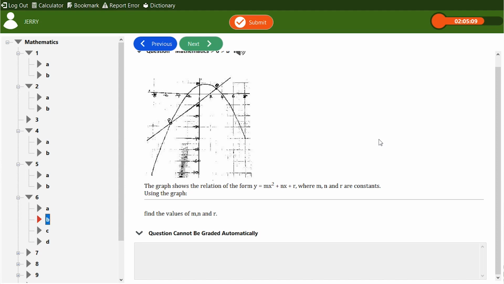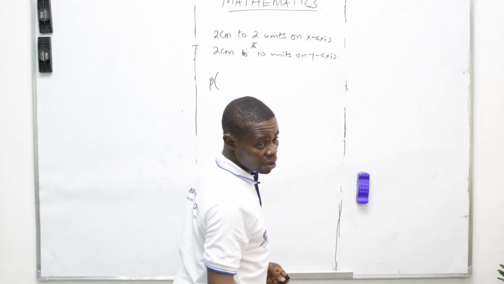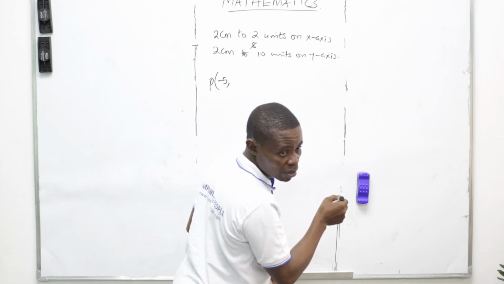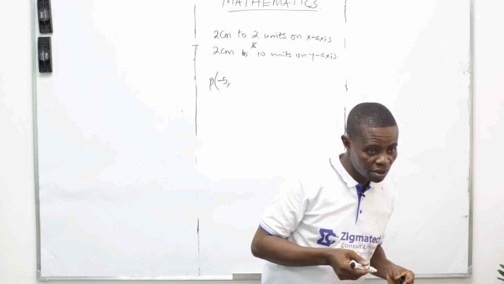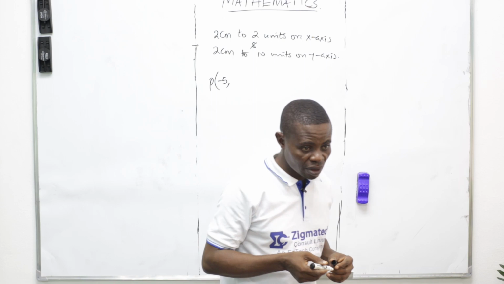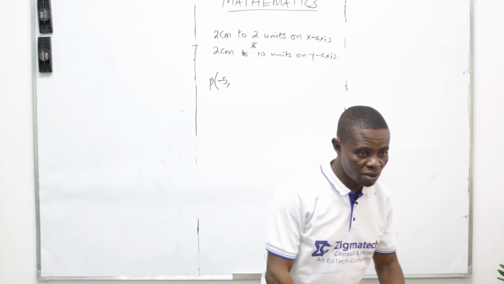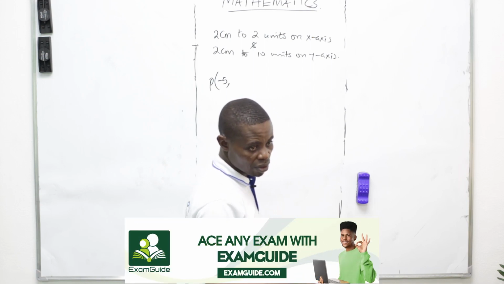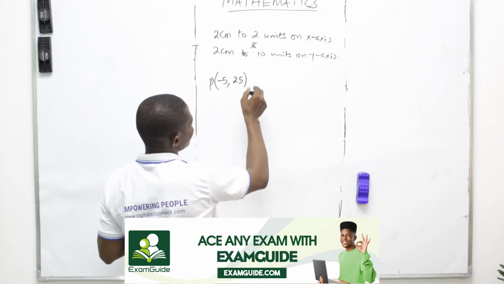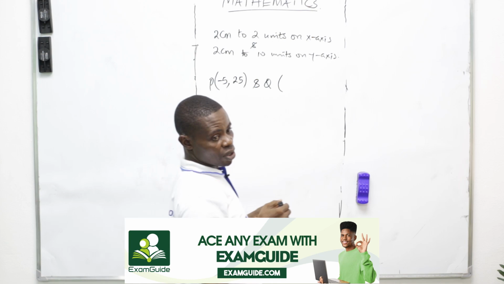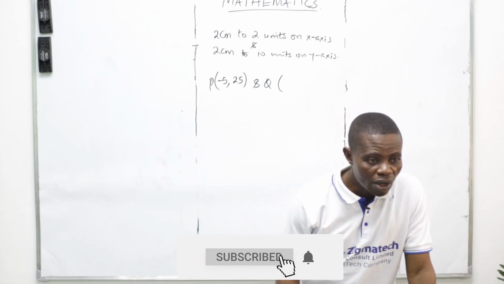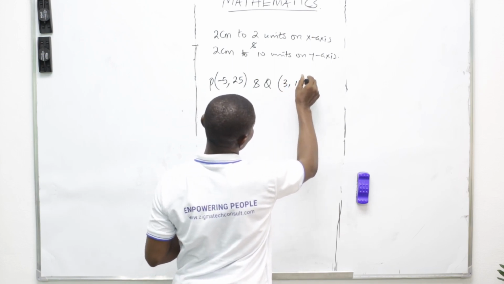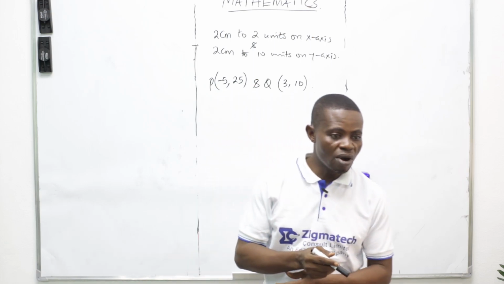The coordinate of the point P is minus 5, comma 25, and the coordinate of Q, you can call it here 3 against 10, 3 comma 10. Okay. Now we have this.